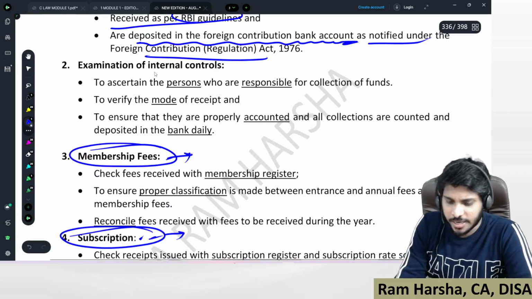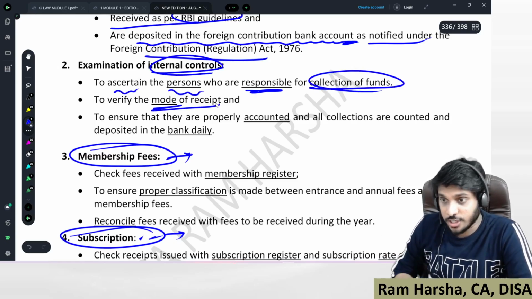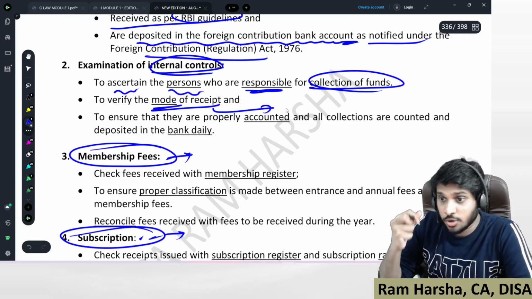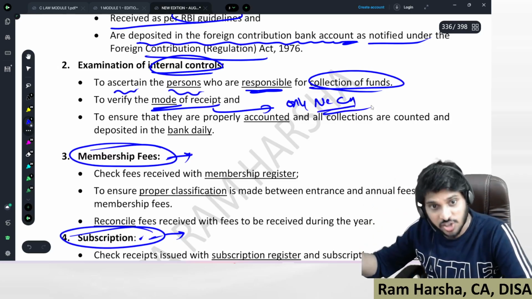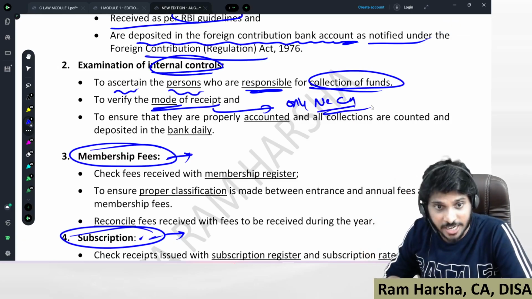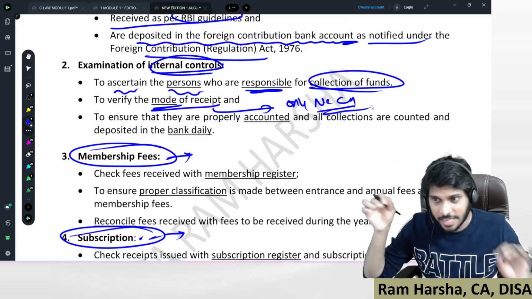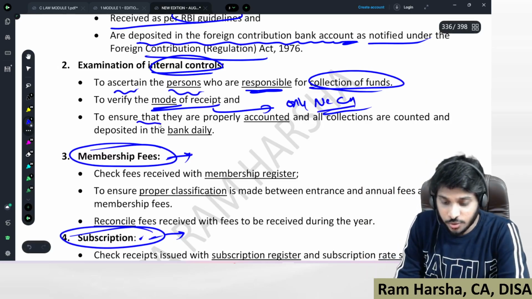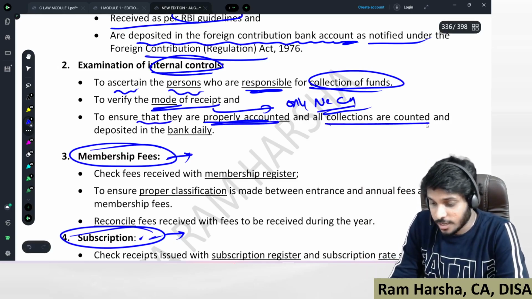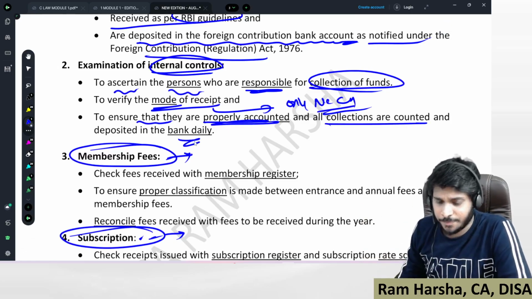Then you need to check controls also, to ascertain the persons who are responsible for collection of donations. What is the mode of receipt of donations? Today the NGOs are receiving only by non-cash, by banking channel only. They are not receiving donations in the form of cash. Maybe in the NGO they will maintain a hundi where you can drop cash. Except that, donations are not accepted in cash. Ensure that they are properly accounted. All collections are accounted and deposited daily in the bank if at all the collection is in cash.